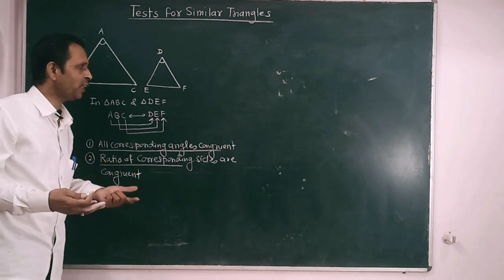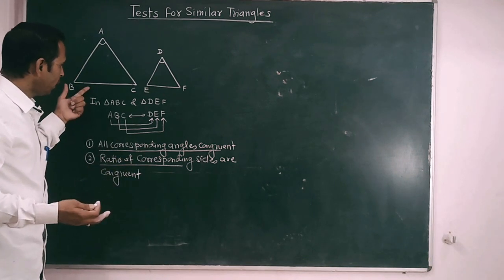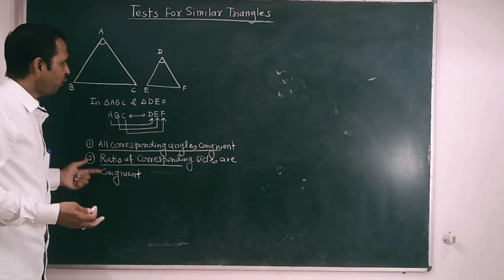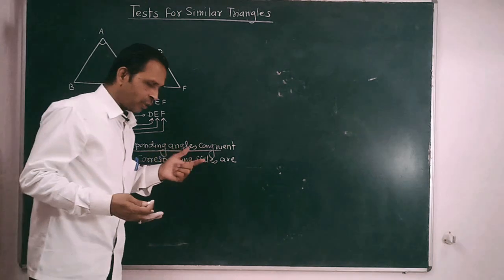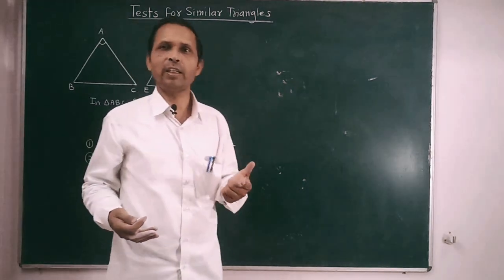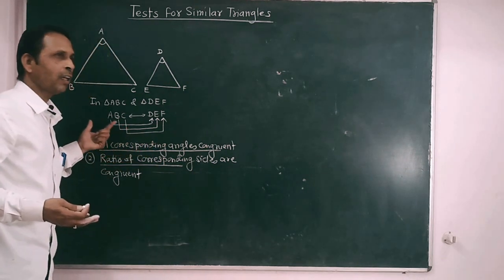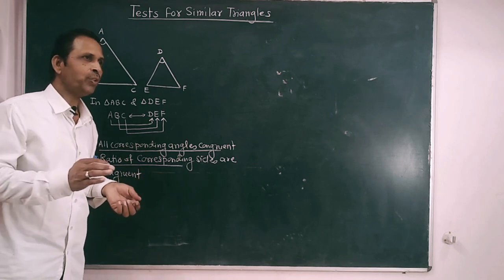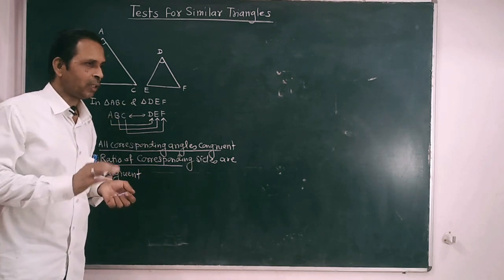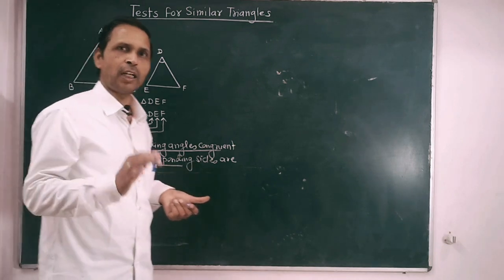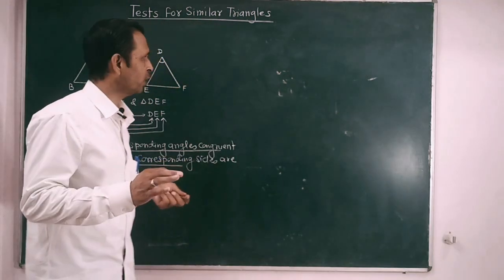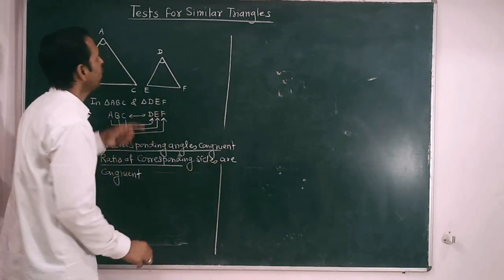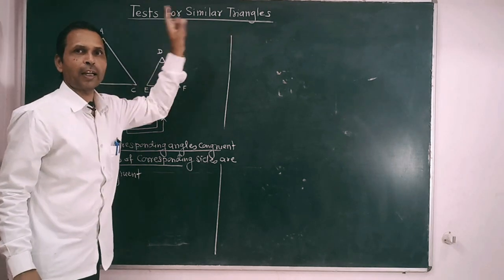But it is very difficult that each and every time we have to check all these conditions. Now for this, there are sufficient and necessary conditions for the triangles to be similar. If the necessary and sufficient conditions are fulfilled, then we say that the triangles are similar. This group of three necessary and sufficient conditions is called a test for similar triangles.